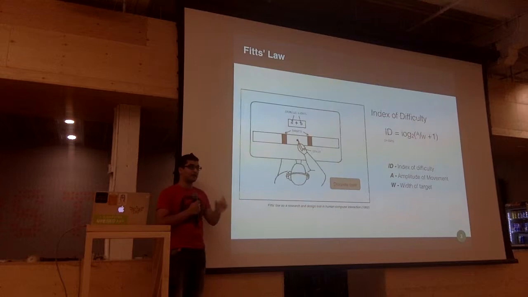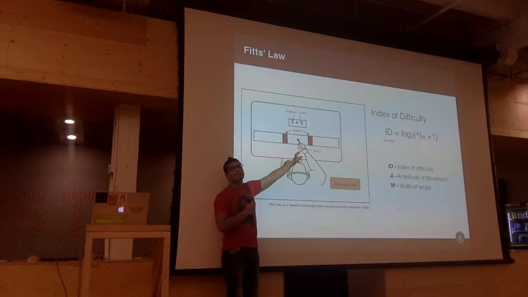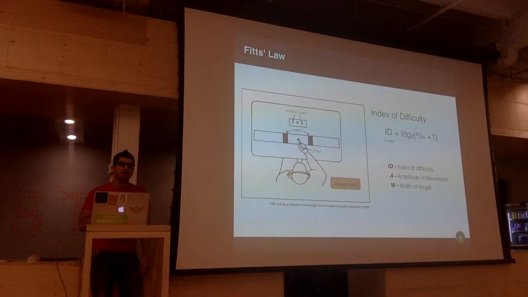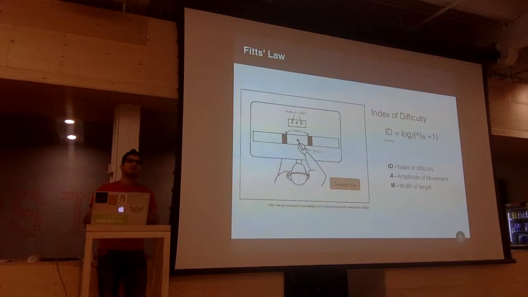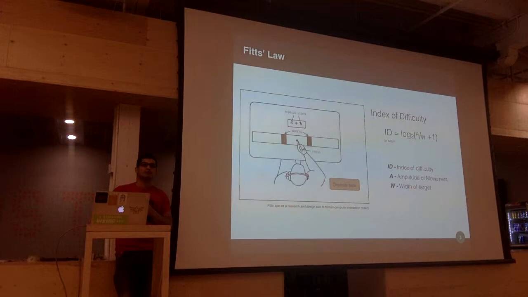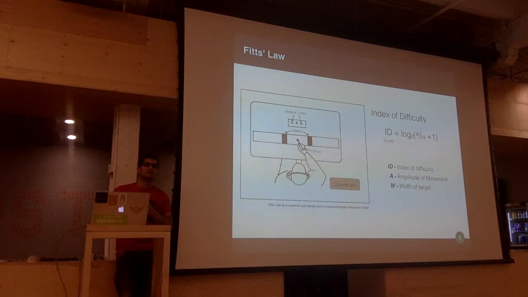Okay. So it's for that particular experimental setup. Yes. If the centers are 20 centimeters apart, the amplitude is 10 centimeters or whatever. So for a particular experimental setup, you've got a specific amplitude that doesn't change and a width that doesn't change. Yes. And that gives you the index of difficulty. Yes.